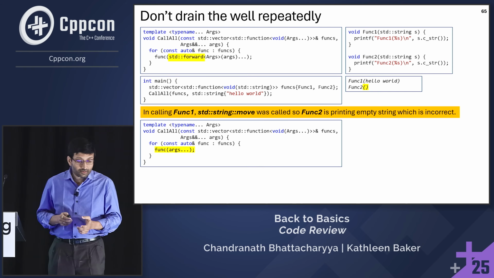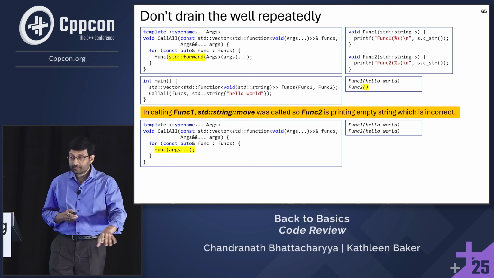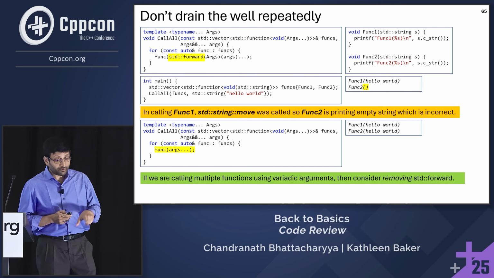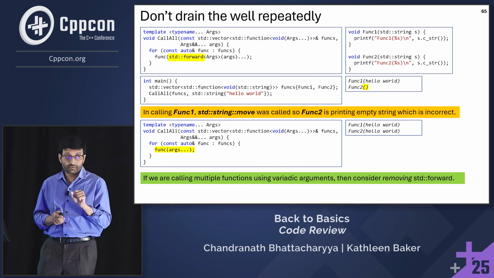How do you fix it? Okay, so instead of forward, remove the forward out of the way. Once we do that, we get the correct output. Which becomes a guideline that if you are calling multiple functions using variadic arguments, then consider removing stored forward.